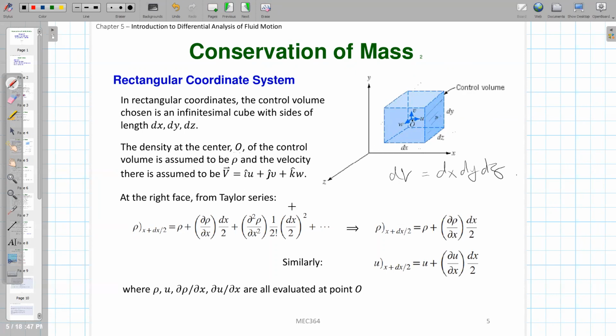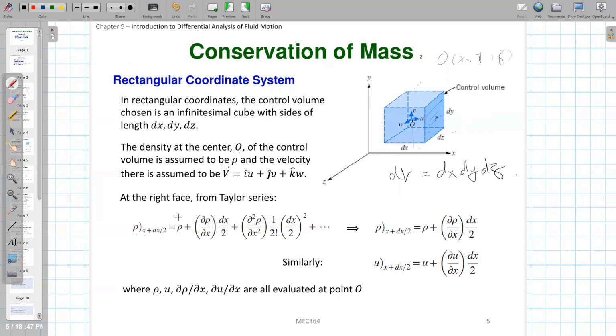How do we know the velocity at this surface? Then we can use the Taylor series, because from O to this surface the only displacement is a positive delta x over 2, right? The overall is dx, so the distance between O and this surface is dx over 2. Assume that this O has coordinates x, y, z. So on this right surface, the x will become x plus dx over 2.